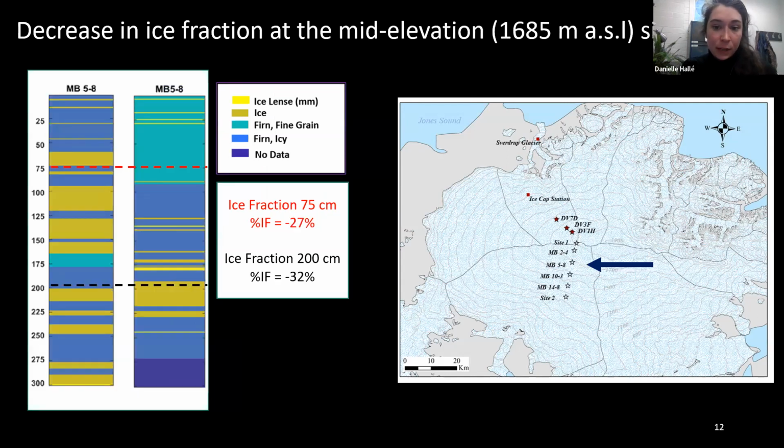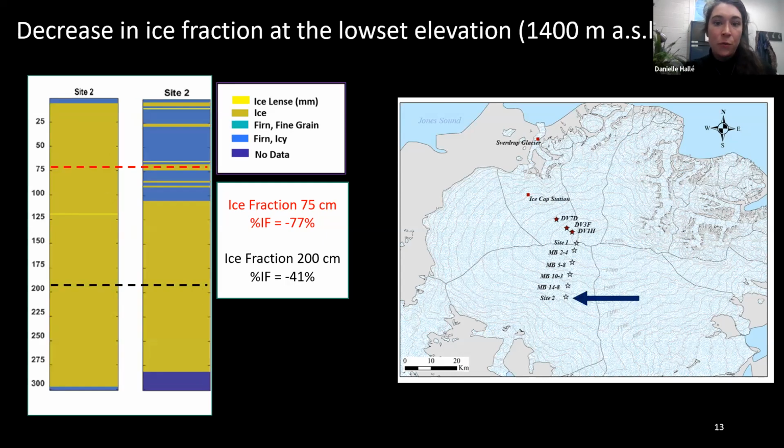We see a similar pattern at the mid-elevation site, which is around 1,700 meters above sea level. Here there's a decrease in the ice fraction in the top 75 centimeters of 27%, and again, a decrease in the 200 centimeters depth of 32%. The last example I'll show from our results is at the lowest elevation site, and at this site is where we saw the largest decrease in ice fraction. Between 2012 and 2022, there was a decrease of 77% in the ice fraction in the top 75 centimeters.